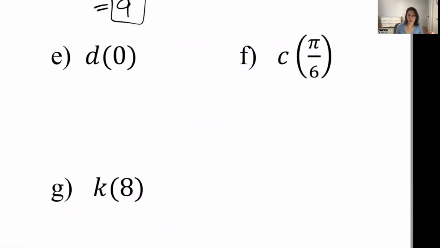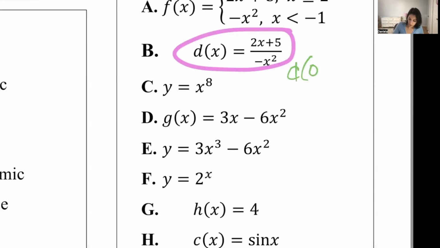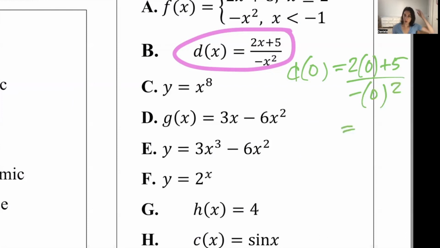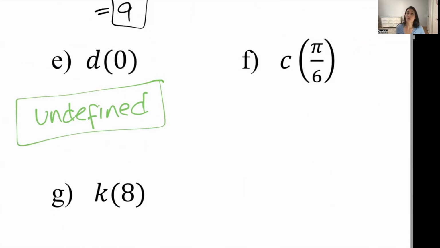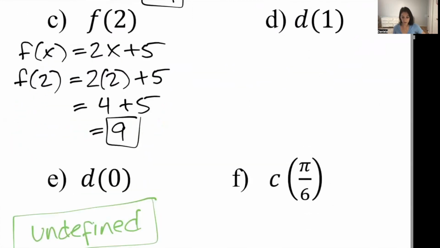So for part E, same rational function, but now we're plugging in 0. d of 0 is equal to 2 times 0 plus 5 divided by -0 squared. The top would give us 0 plus 5, so that's 5. The bottom, 0 squared is 0. -0 is just 0. So please do not say 0. 0 divided by 5 is 0, but 5 divided by 0 is undefined. Okay, so we got a couple more. So for part F, we're looking at the C function, and we're substituting pi over 6.